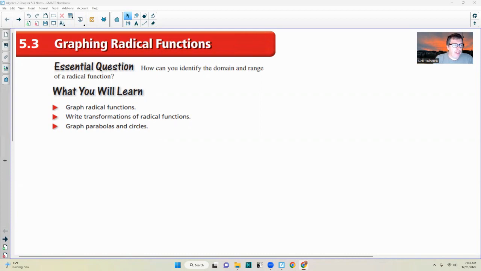What you will learn: graph radical functions. You'll learn how to write transformations of radical functions and graph parabolas and circles. So let's take a look.